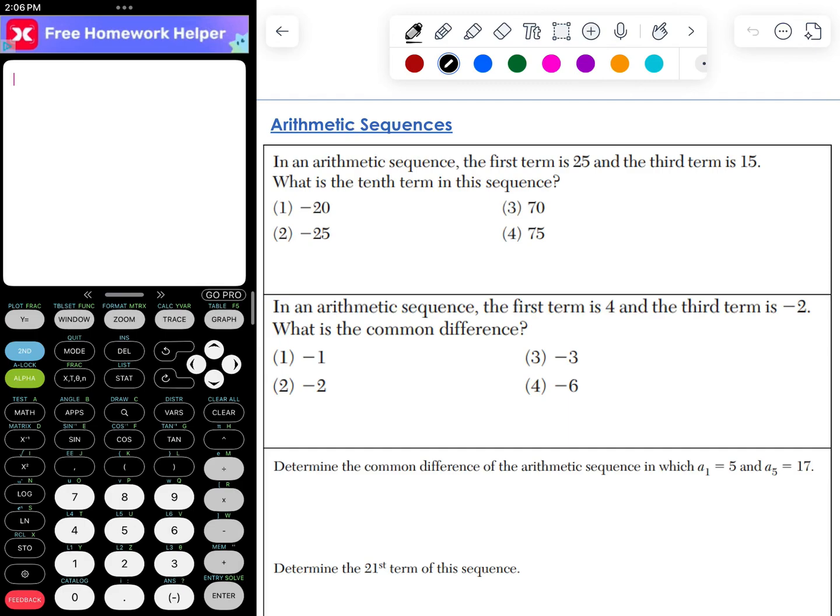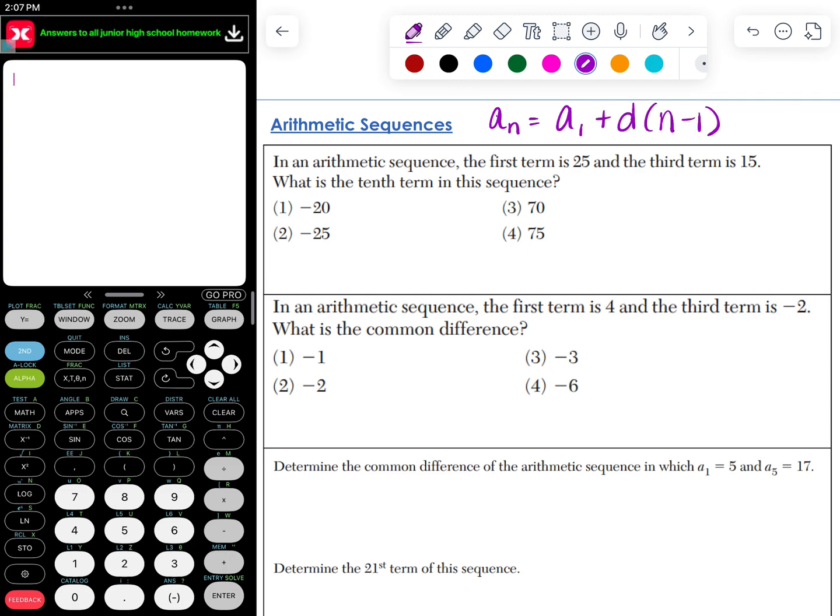We're going to talk about arithmetic sequences. Arithmetic sequences are a string of numbers where, in order to get from one number to the next number, you either have to add by a common number or subtract by a common number. The formula is given to you on the reference sheet, and that formula looks like a sub n equals a sub 1 plus my common difference times n minus 1.